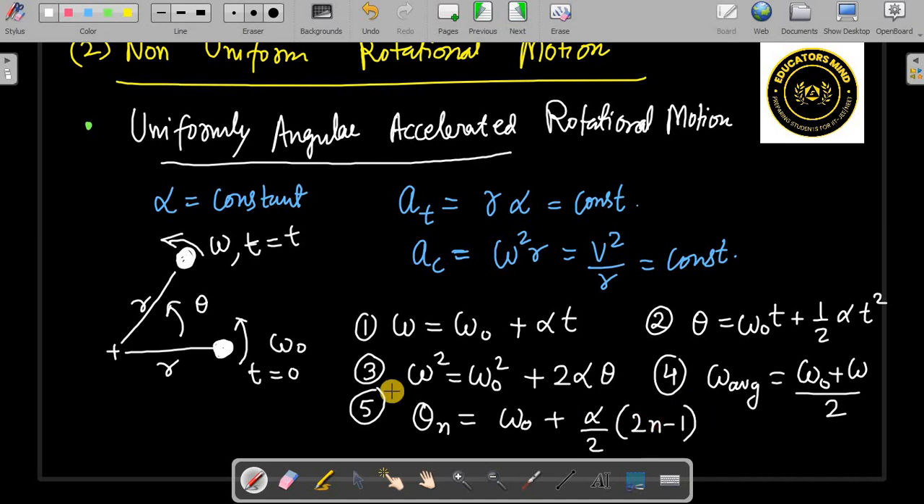So all those formulas for linear motion can be applied here as well, right? We can apply those equations. Only thing is that the symbols have changed because it is now rotational motion, right? Okay, so this is rotational kinematics. We have completed rotational kinematics.